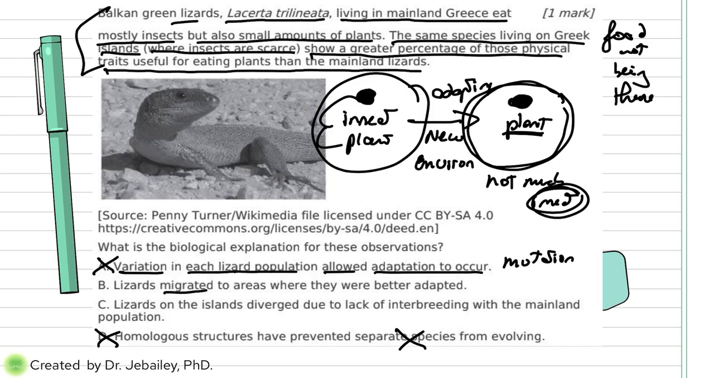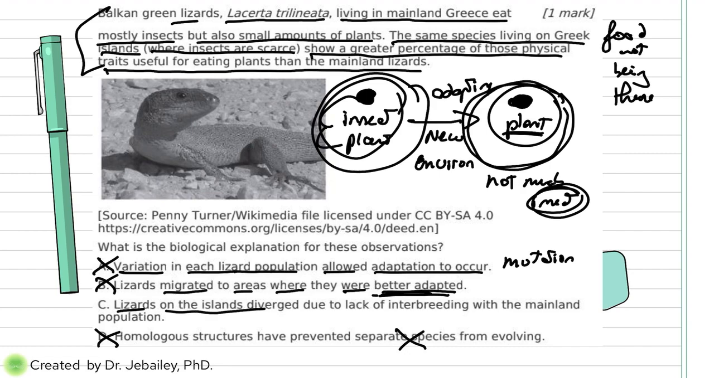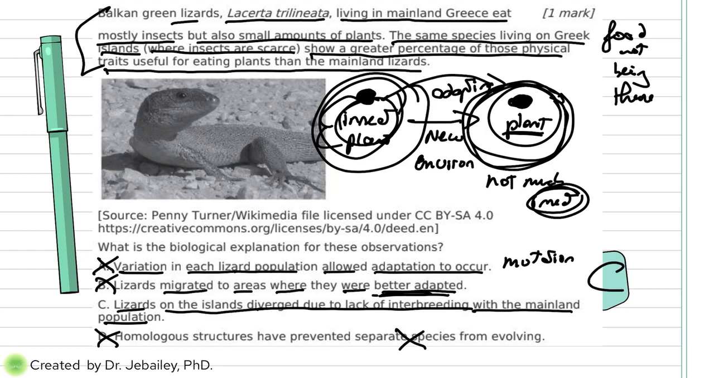The lizard migrated to areas where they were better adapted. It doesn't make sense. Here they can eat 2 foods, and here it can eat only 1 food. So how is that better adapted? Then that's a no. And then here it says lizards on the island diverged due to lack of interbreeding with the mainland population. So that makes more sense. They will leave this area, go to another place because they couldn't reproduce, and here they eventually turn to just plants because that's what they could eat. So the answer would be C.